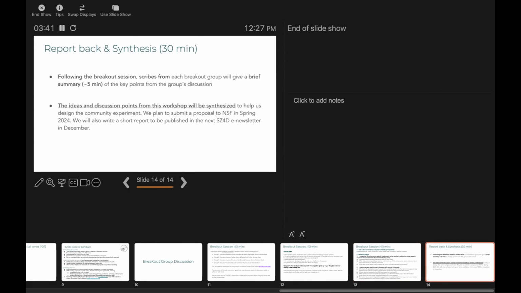Following the breakout group, we will have a 15 minute quick summary, and then those ideas and discussion points from this workshop will be synthesized to help us prepare a proposal to be submitted to NSF in the spring of 2024. We will also write up a short report to be published in the next SZ4D newsletter. Okay, that's all from me.